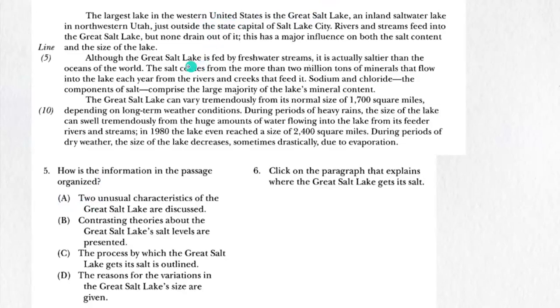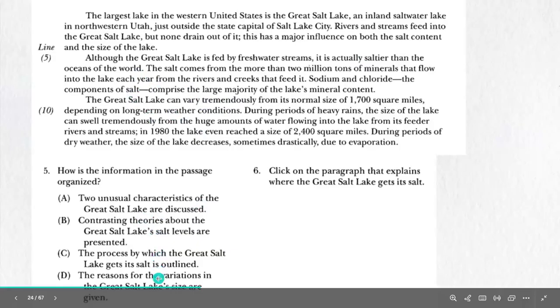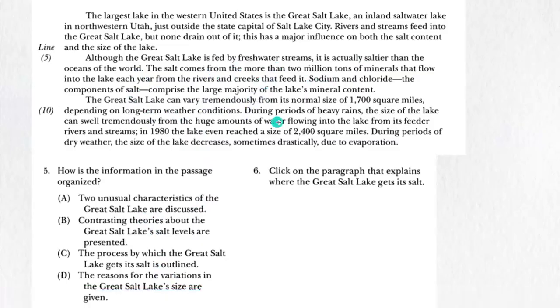And then here it says, although the Great Salt Lake is fed by fresh water, it is saltier than the oceans in the world. The Great Salt Lake can vary tremendously from its normal size, depending on long-term weather conditions. It doesn't really tell me anything about theories or the processes or the reasons of the variation. It does explain that, but only in one paragraph, not in both.